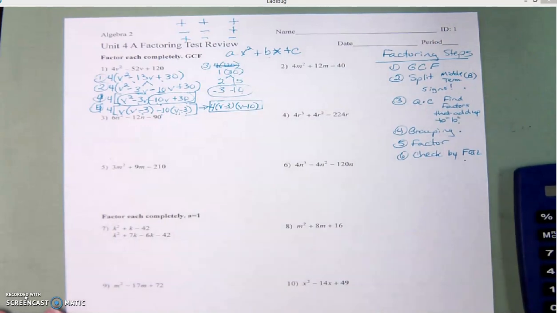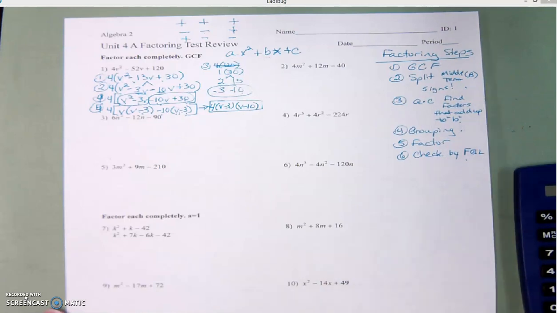You can check by FOIL. I'm going to do that on one of my other problems, but you can check by FOIL to make sure you have the right answer, because our test is not going to be multiple choice, and so you need to be able to see if you got the right answer or not. So let's go to the next group.